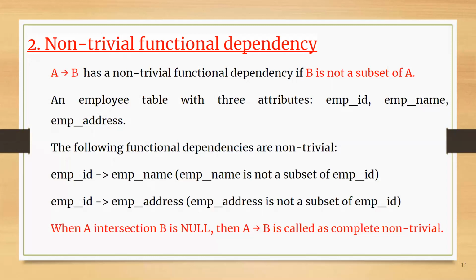And basically, when we talk about primary key attributes, these are the strong entities, and all the attributes are always dependent on them. The reverse operation cannot be performed. In case A intersection B is null, then A functionally dependent on B is called complete non-trivial.